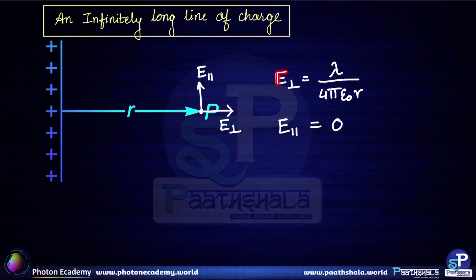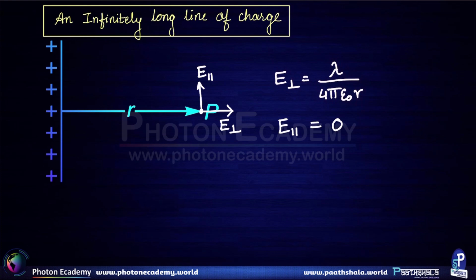So this E perpendicular is going to be equal to lambda upon 4 pi epsilon naught r, and E parallel, as we have mentioned, is 0. R is the perpendicular distance from the point in consideration to the infinitely long line of charge.